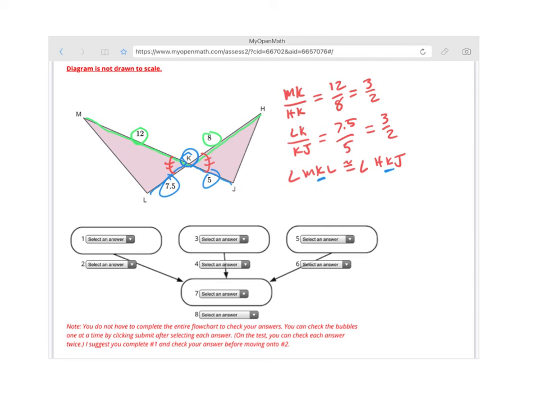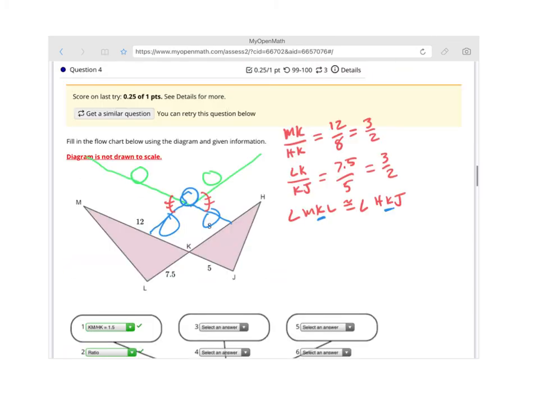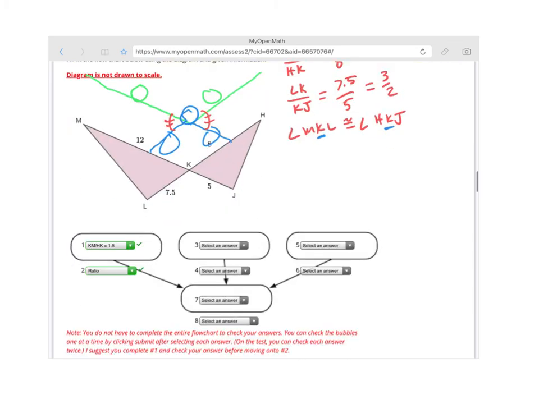So, now let's go ahead and see if we can put this in here. So the first one that we're going to do is I'm going to look for MK over HK. So, whoops, I hit the wrong one. So when I look at this, I also have KM instead of MK. That's fine. HK is fine. So that's going to be my first one, and that's going to be because that is the ratio. And I'm going to go ahead and submit that to see if that's correct, which it is.